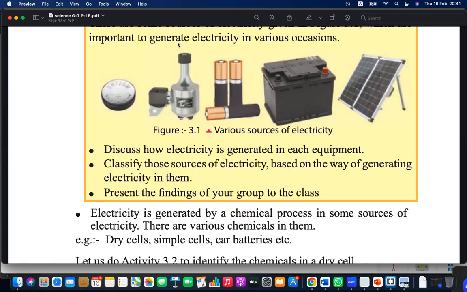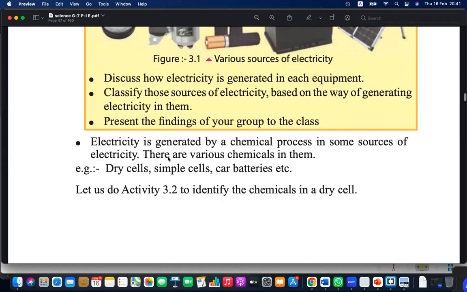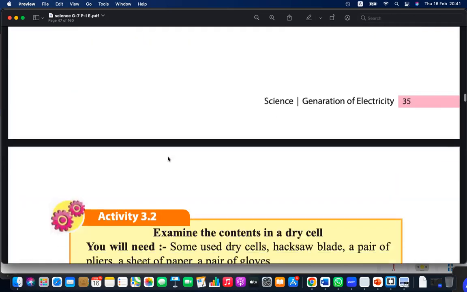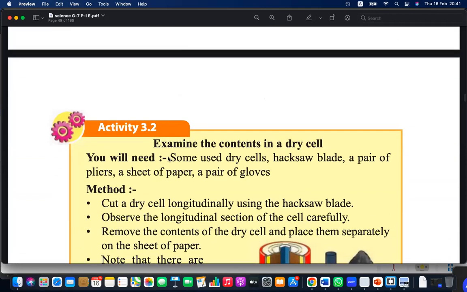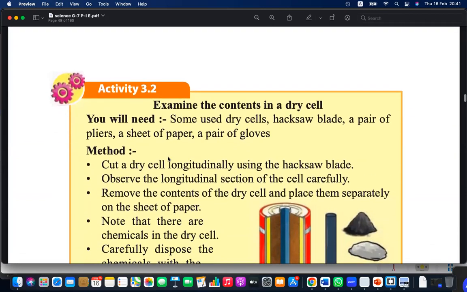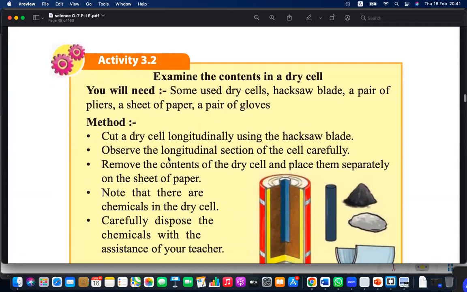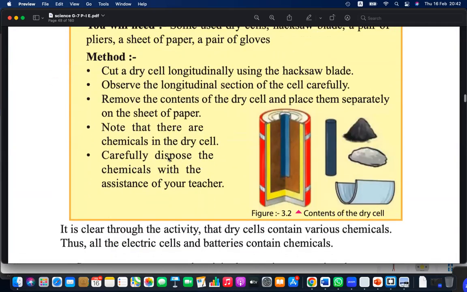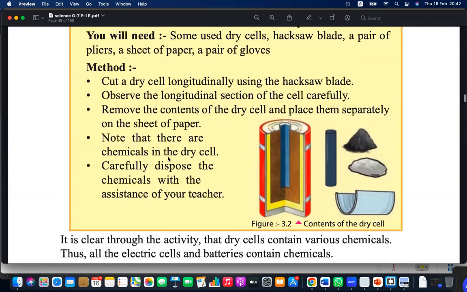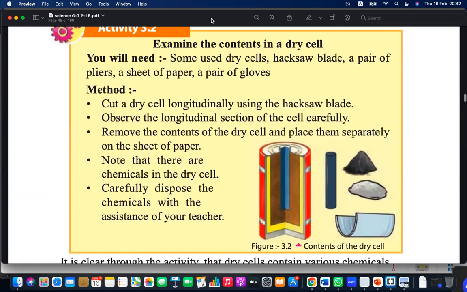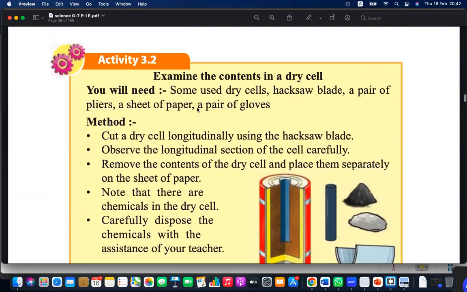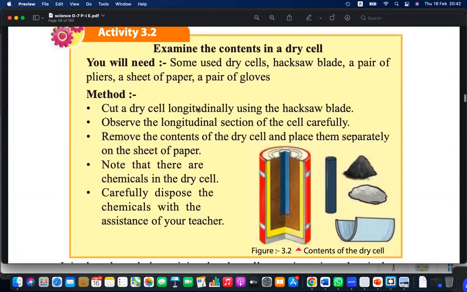This week, we are going to proceed and learn about the new concept of electricity generation. In order to do that, we need to do some practicals. The first practical that we are going to do is about the dry cells, right? Let's see what is inside this dry cell first. This is according to the book, page number 3.2.